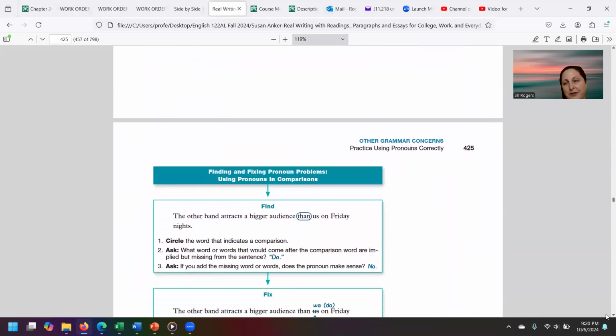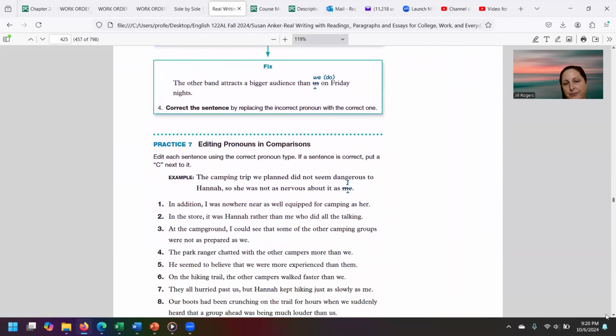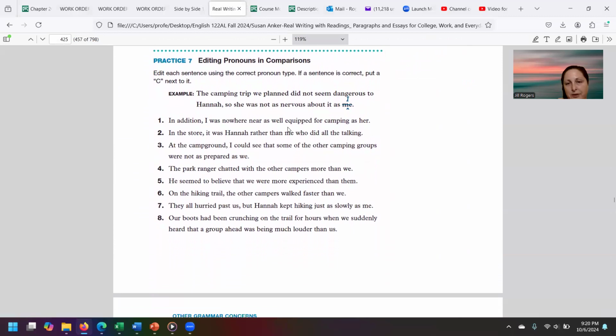Let's do a couple examples on this one. Okay, so here it's easier to see, so we'll go over this first. Edit each sentence using the correct pronoun type. If a sentence is correct, just put a C next to it. So here's our example. The camping trip we planned did not seem dangerous to Hannah, so she was not as nervous about it as me.